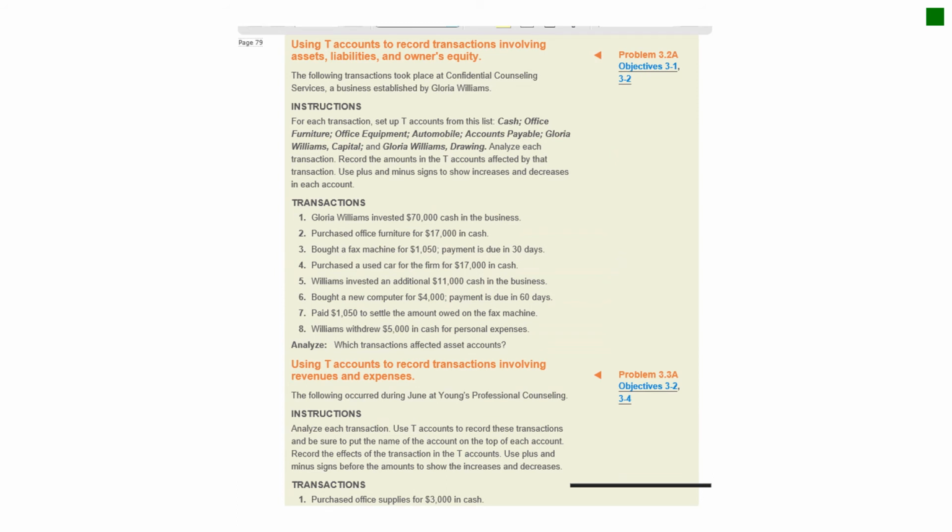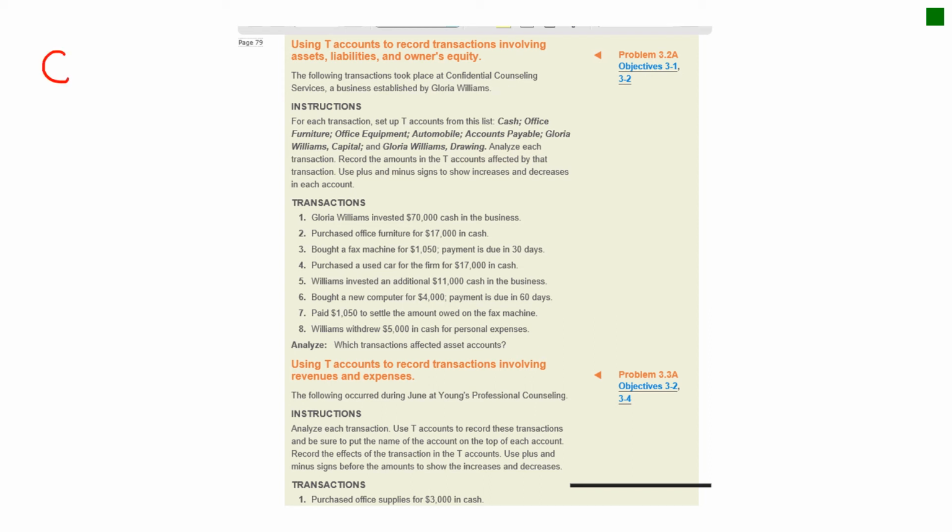Okay, so the last one I'm going to walk you through is parts of 3.2a. Now, notice on this particular problem, they already give you all the accounts to use. So you're never going to try to memorize accounts. So here are the account titles, and then we're going to go through these 8 transactions and see if we can figure out the correct debit and credit analysis.